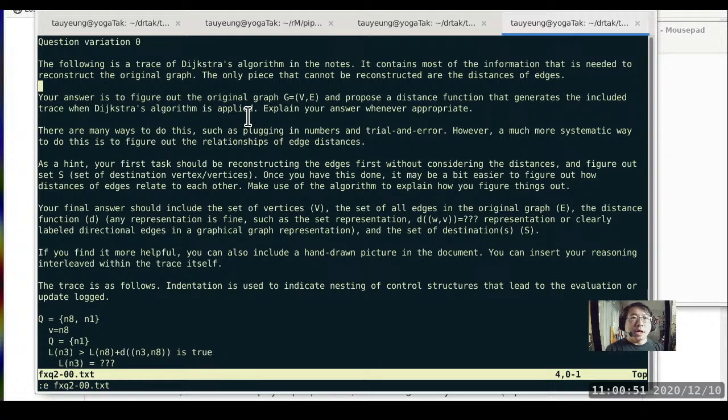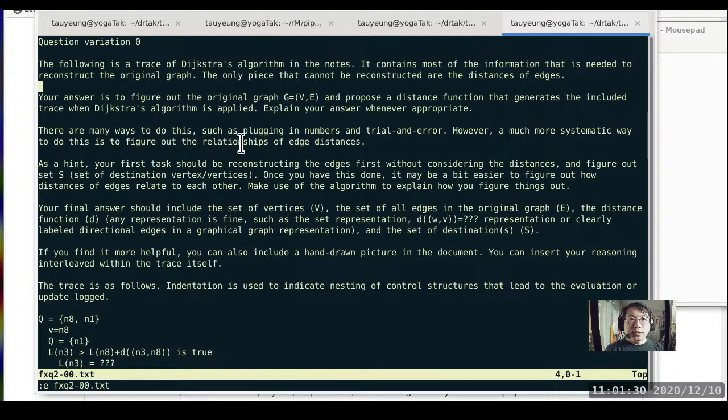In other words, I want you to use the trace to reverse engineer the graph itself and also the distance function of all of the edges within the graph. So it's the reverse of what we do in class, because in class I give you the graph and then we work out the trace to get to the answer of E prime in this case. But in this particular question, it is exactly the opposite. I give you the trace, but you have to go backwards to figure out what the graph is going to look like and what the distances between the edges are.